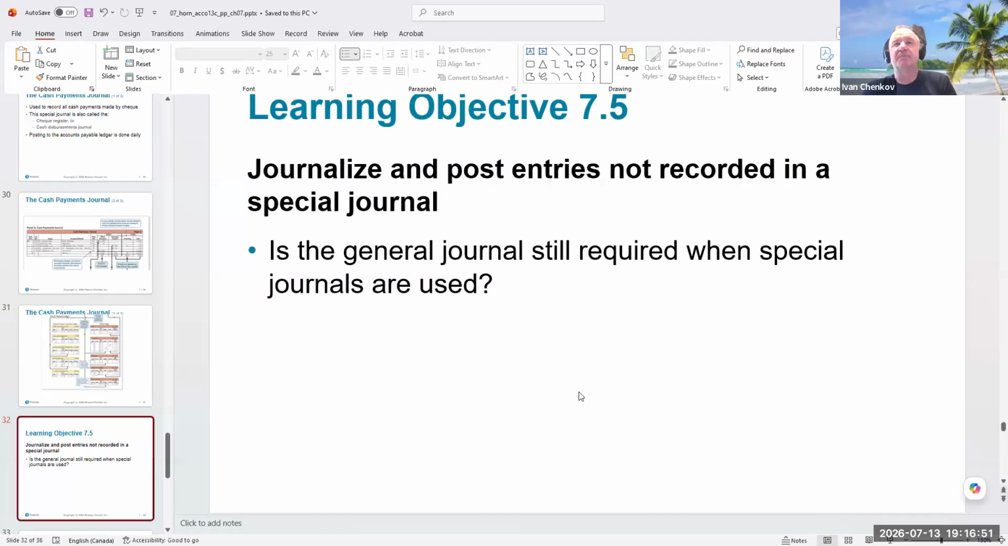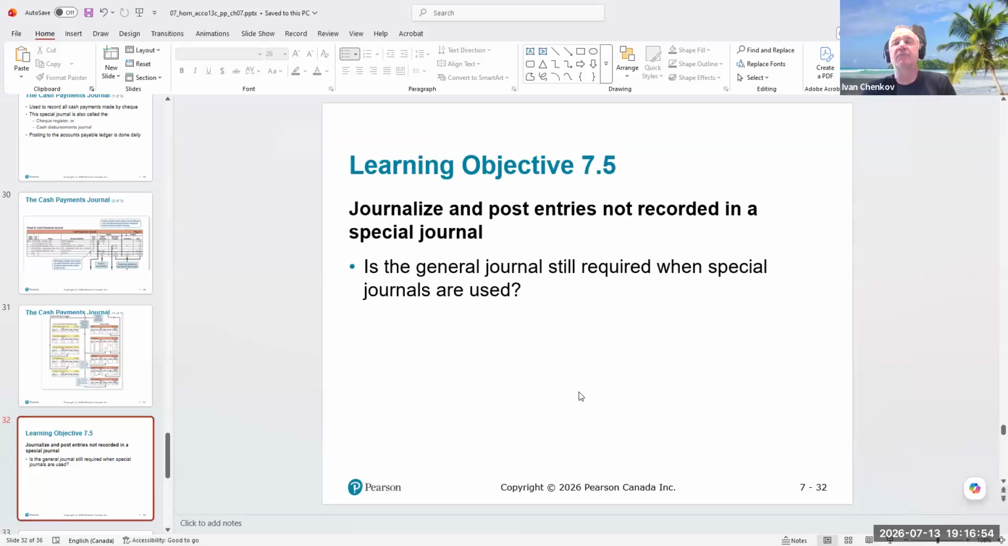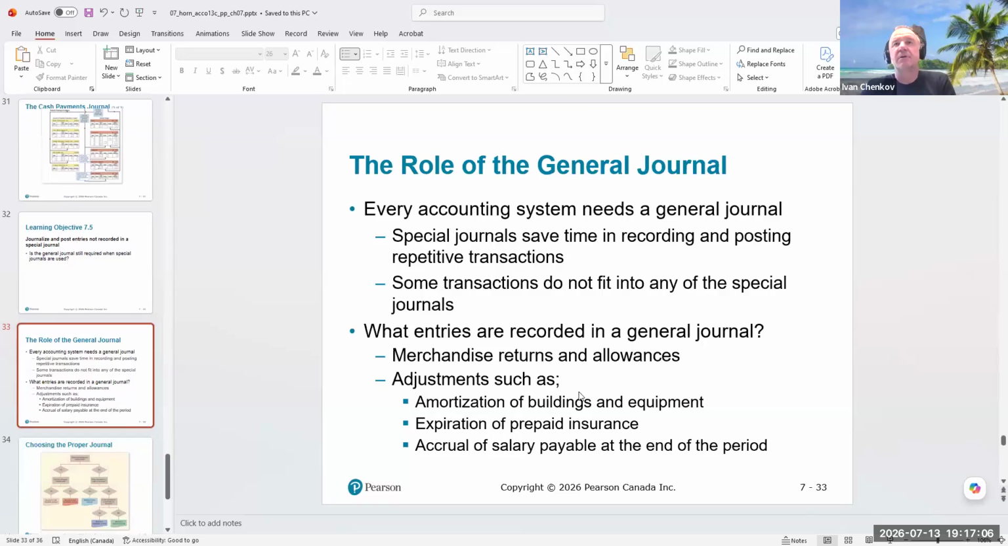What are we going to do with the general journal? In the general journal, we're going to post everything which is not related to sales, cash receipts, purchases, or cash payments. The role of the general journal is to capture all the accounts needed. General and special journals save time in recording and posting repetitive transactions. If you have something repetitive, we can use the general journal to automatically update the accounting system. And some transactions obviously are not going to fit in the purchase, sales, cash receipts, and cash payments journals.